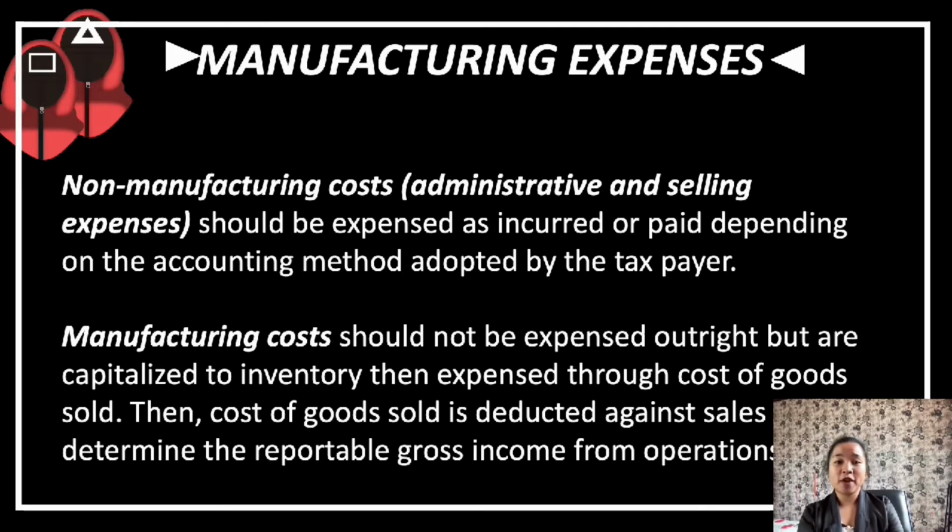Moving on to the manufacturing cost, these should not be expensed outright but are capitalized to inventory, then expensed through the cost of goods sold. Then, cost of goods sold is deducted against sales to determine the reportable gross income from operation.